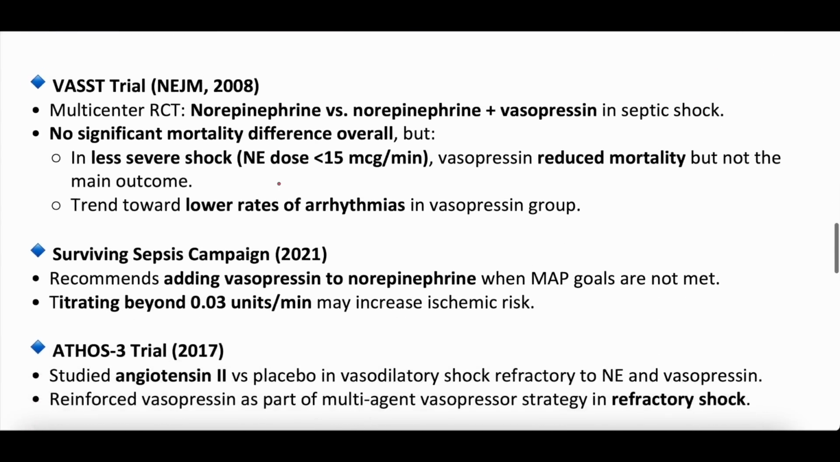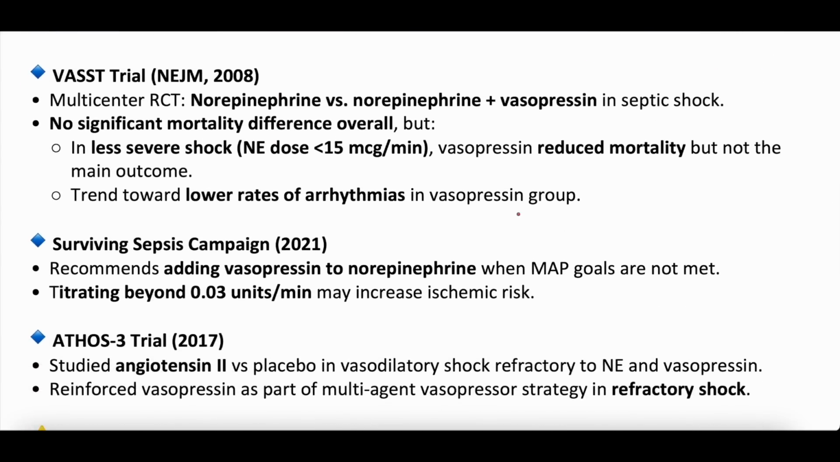Evidence and guidelines. There is a trial that's worth knowing when it comes to vasopressin. It's called the VAST trial. It was published in the New England Journal of Medicine back in 2008. And it looked at norepinephrine versus norepinephrine plus vasopressin in septic shock. And there's actually no mortality difference between the two groups. So adding vasopressin to norepinephrine did not improve mortality versus norepinephrine alone. But in less severe shock states, vasopressin may have reduced mortality.